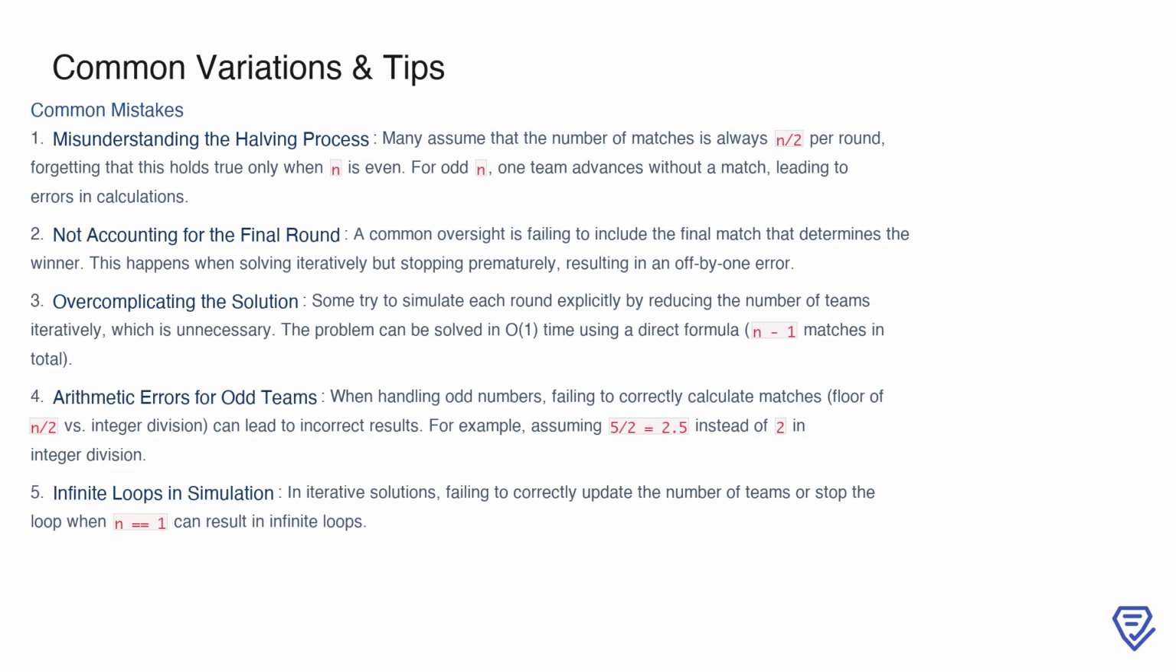Some people simulate each round explicitly, reducing the number of teams iteratively, but this is unnecessary. A direct formula like n-1 can solve the problem efficiently in O(1) time. Additionally, arithmetic errors, particularly when handling odd numbers, can creep in. For example, confusing the floor of n/2 with a floating point division result can throw off the match count. Finally, in iterative solutions, failing to properly update the number of teams or forgetting to stop when only one team remains can result in infinite loops, which are a common bug to watch out for.